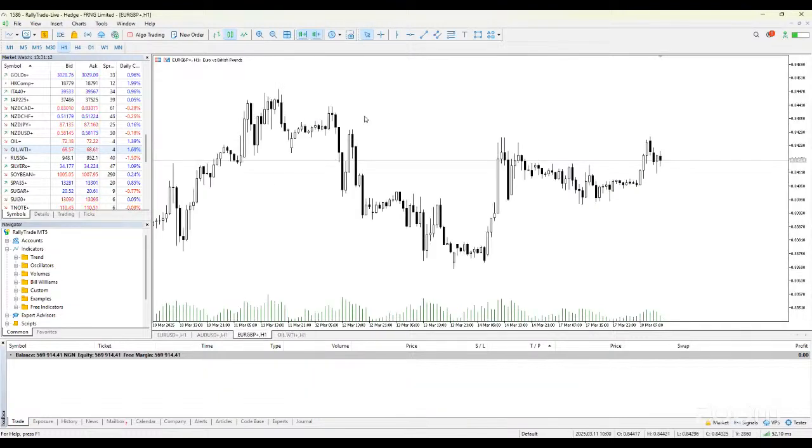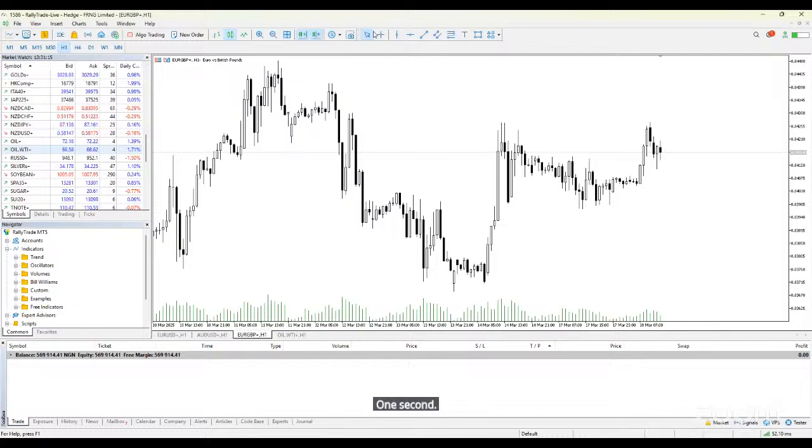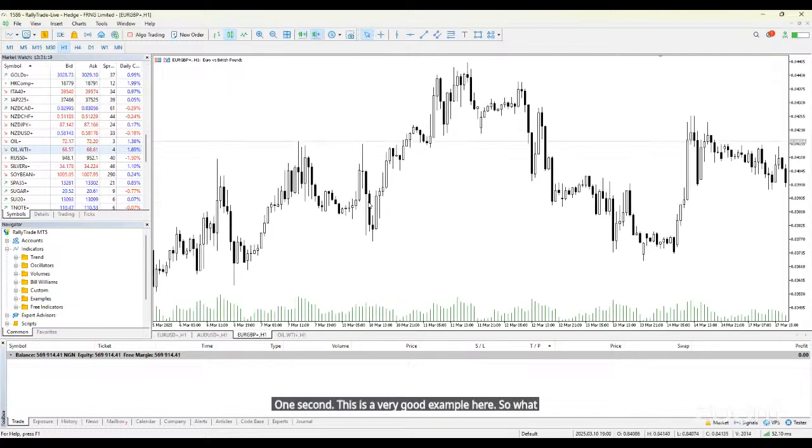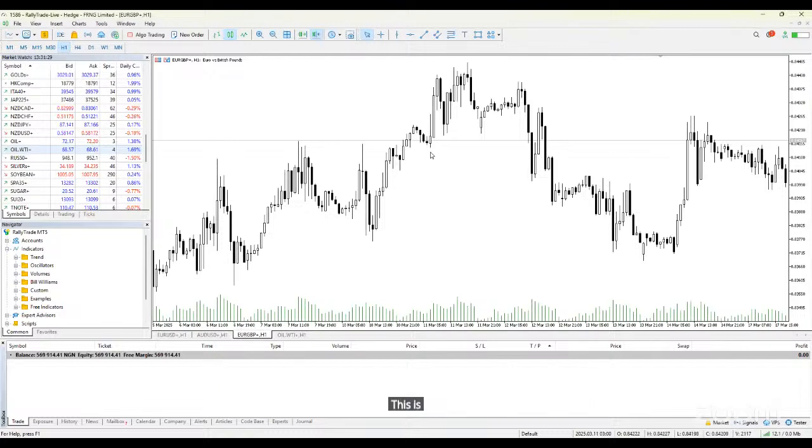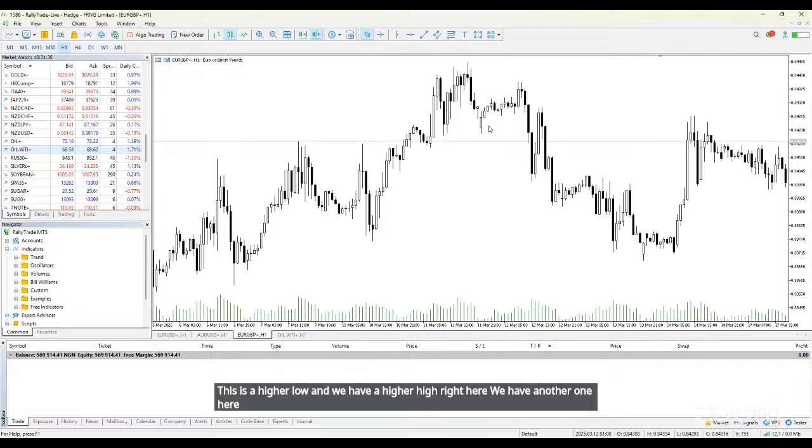One second. This is a very good example here. So what we have is an uptrend high. This is a higher high. We have a low, which is not a higher high, so this is part of the correction. This is a higher low, and we have a higher high right here. We have another one here with a correction, another one with a correction.